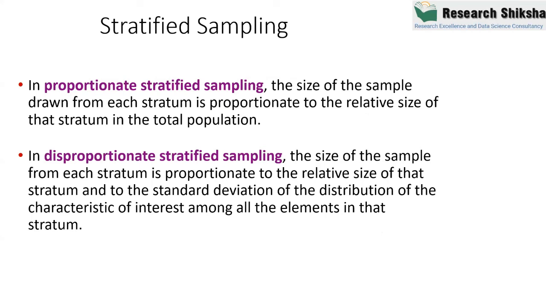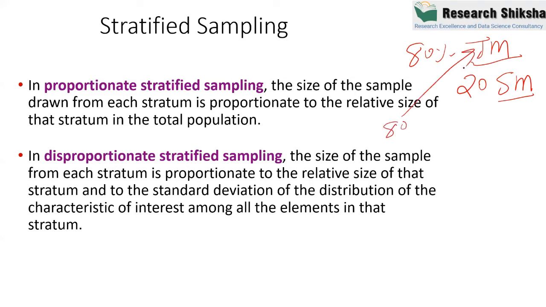Proportionate stratified sampling is very easy. For example, there are 80% junior managers and 20% senior managers in the company. You divide the population into two groups, junior managers and senior managers, and you collect 80% of the data from junior managers and 20% from senior managers. This is called proportionate stratified sampling, because you keep the same proportion in the sample. If you do not keep the same proportion, it is called disproportionate stratified sampling.